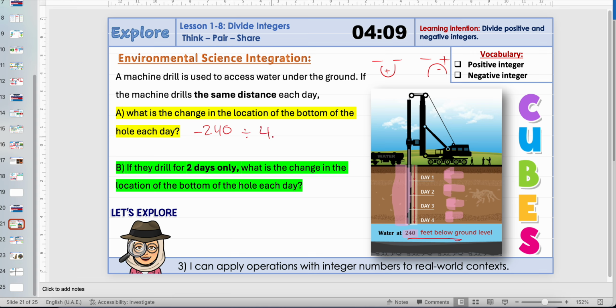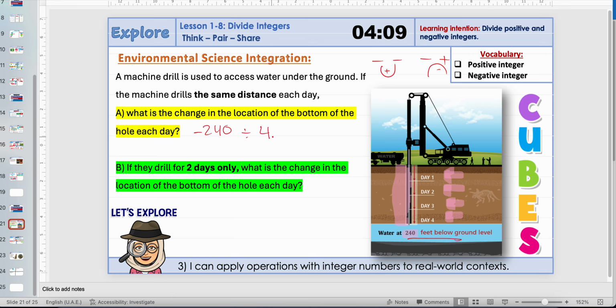If it will drill only for 2 days, what will change? You're going to do negative 240. Instead of dividing it for 4 days, you're going to divide it for 2 days, which is going to be 120 feet below ground level. One positive, one negative is going to give you negative. That's it.